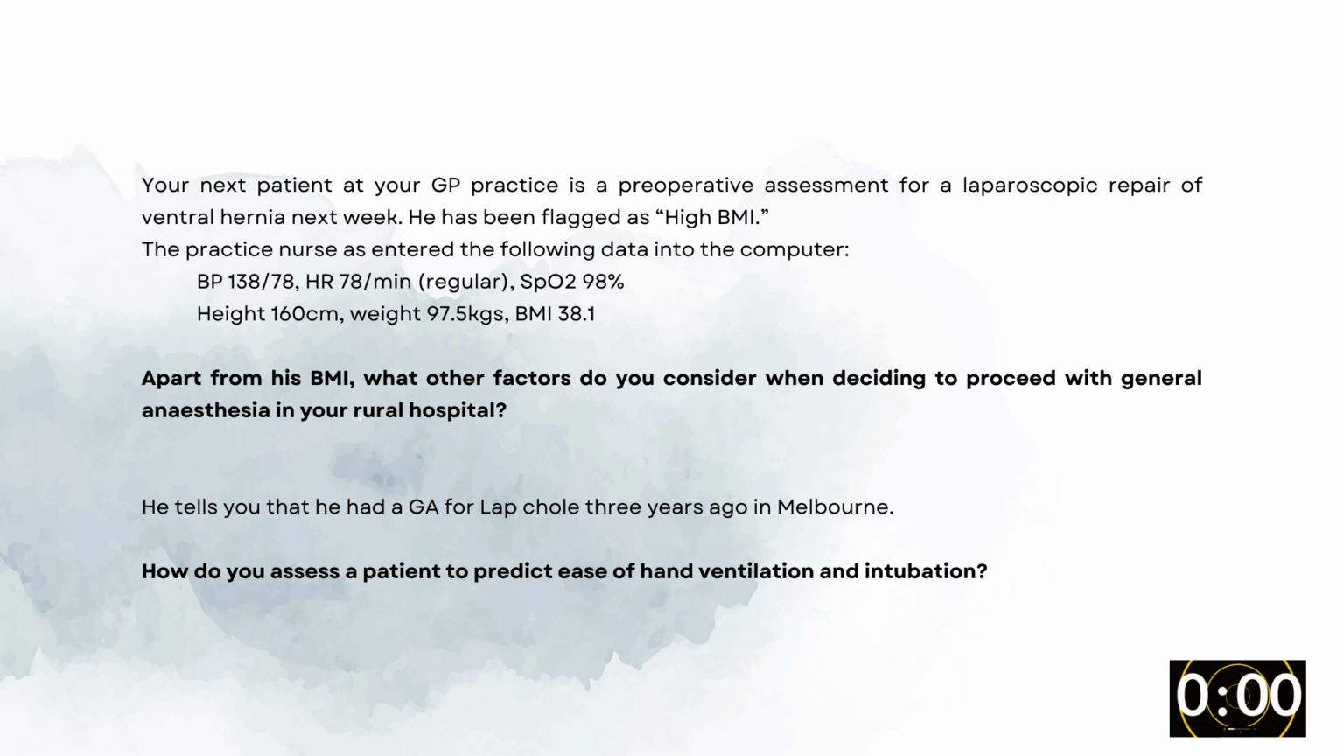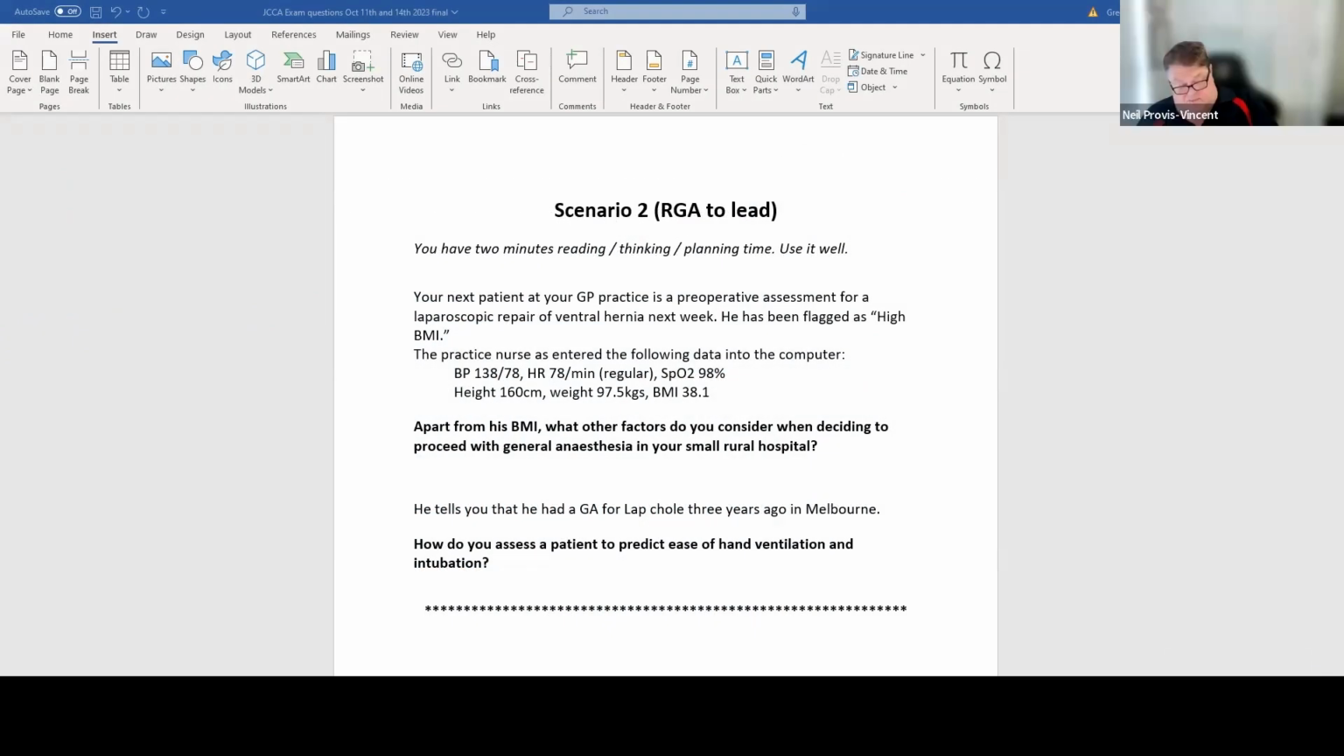Okay, Neil, please ask the first question. Okay, Lise, apart from his BMI, what other factors do you consider when deciding to proceed with a general anaesthetic in your small rural hospital?